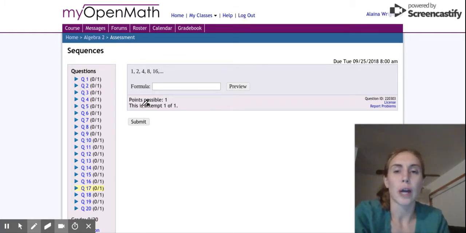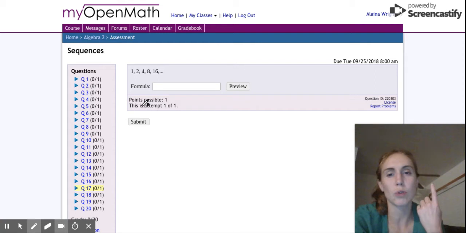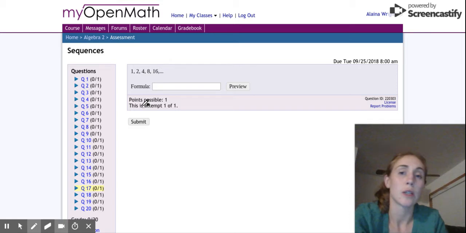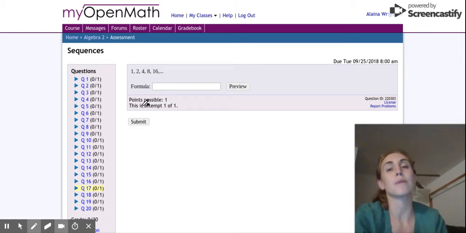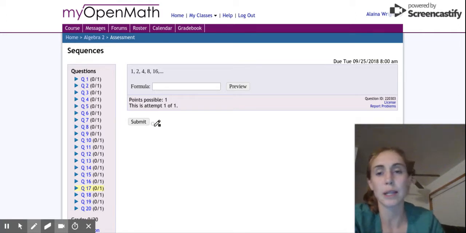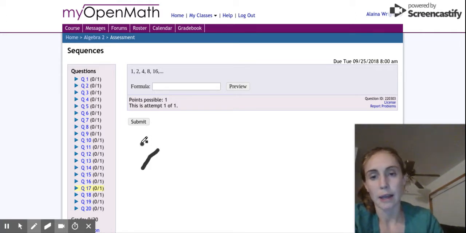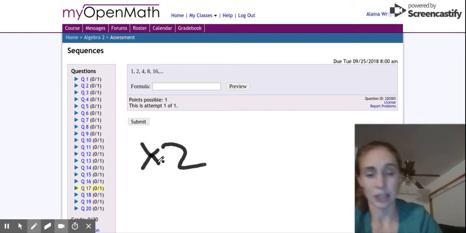So 1 to 2, I could have been adding 1. 2 to 4, now it would be adding 2. It's not an addition pattern that's consistent. So let's try multiplying. To get from 1 to 2, we'd have to times by 2. 2 times 2 is 4. 4 times 2 is 8. 8 times 2 is 16. We have our pattern. We're continually multiplying by 2. So that's what my common ratio is.